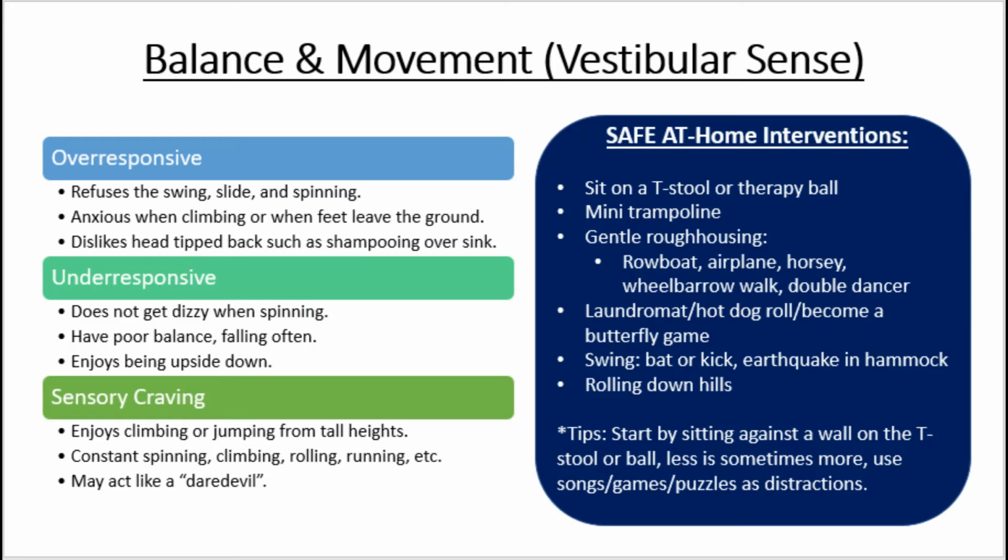Some safe at-home interventions would be to sit on what they call a tea stool, which is basically a stool that looks like a T. You make it out of two pieces of wood, and so they have to try to balance both side to side and front and back. Or you could have them sit on a therapy ball or something that is a little bit wobbly, so they have to balance. You can also use a mini trampoline or some gentle roughhousing activities like rowboat, airplane, horsey, wheelbarrow walk, and double dancer.